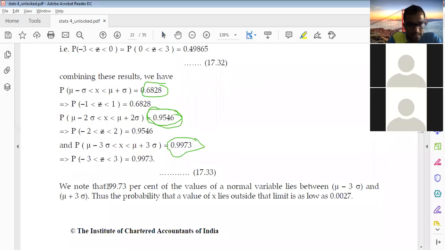Here, 99.73% of the values are covered from mu minus sigma to mu plus sigma. So how much is remaining outside? Which lies outside is 0.0027 they have given. That means 0.27%. I told you in percentage, here they are given in decimal. This point is important. Please write this point.